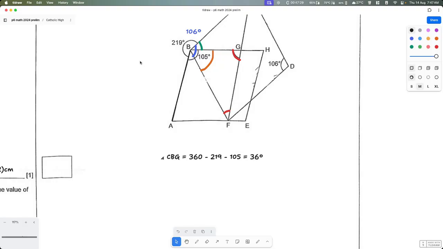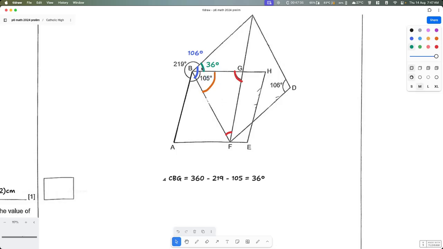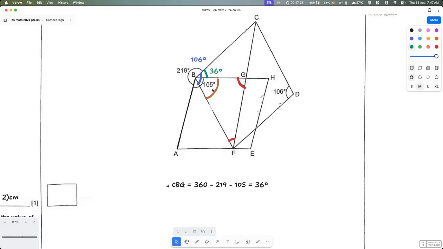So this 36 is this green one over here. Okay, so now we know this is 36 degrees. The next thing is we want to get the orange one. Since we know that this is 106, then we can get the orange one. So that is basically angle GBF, which is equal to 106 minus 36. This will be 70 degrees.